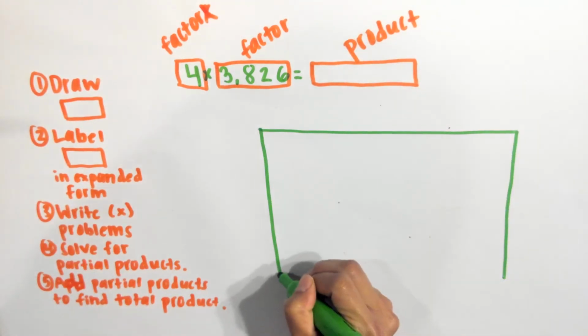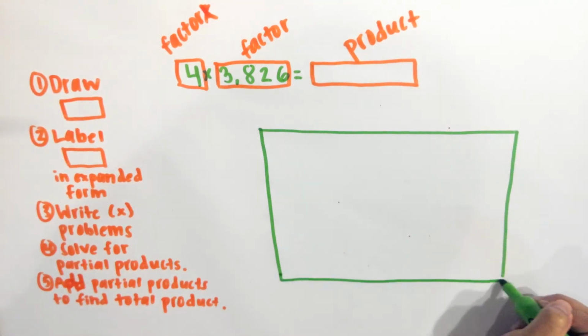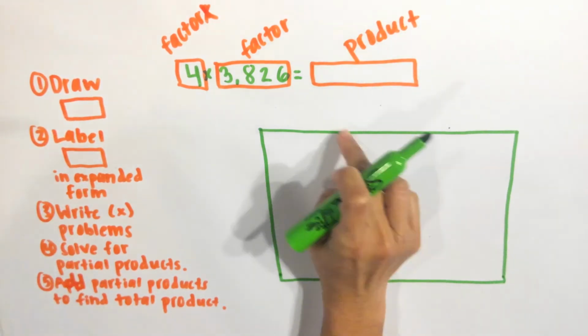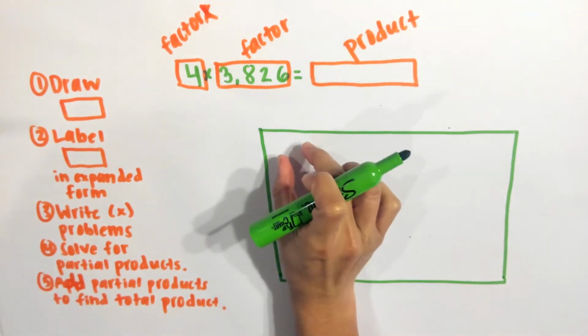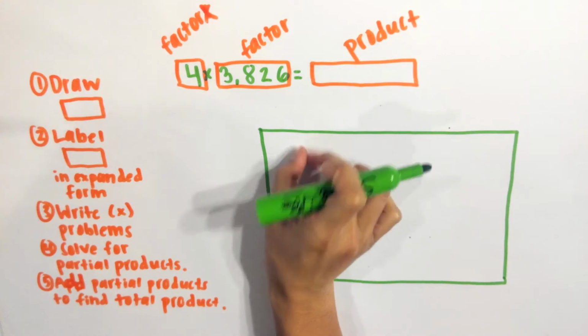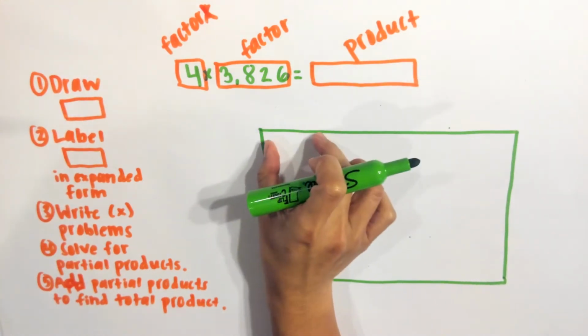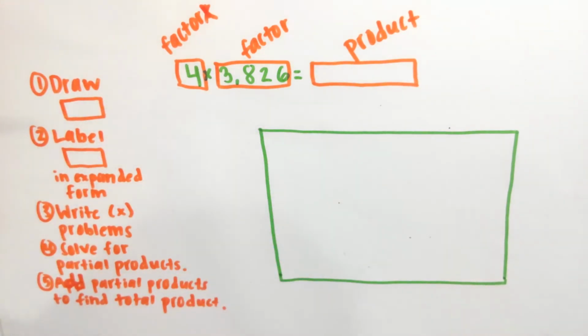And make sure that you make it big enough to write neatly inside. If you make a tiny rectangle and then you have to write even smaller multiplication problems within it, it's going to be very hard to see your work. All right, so you draw your area model.